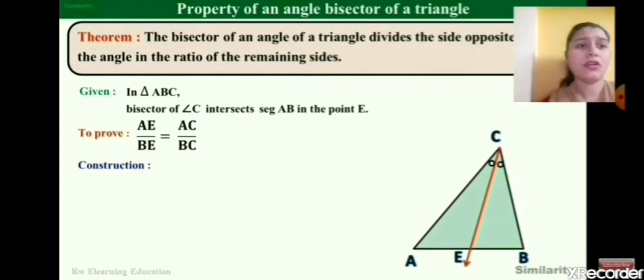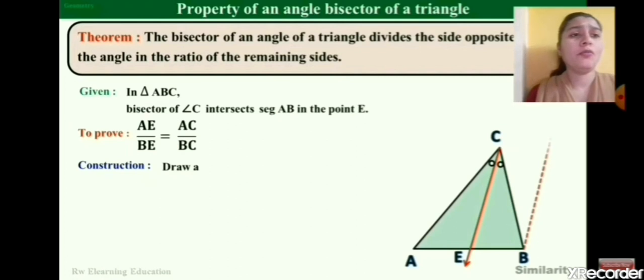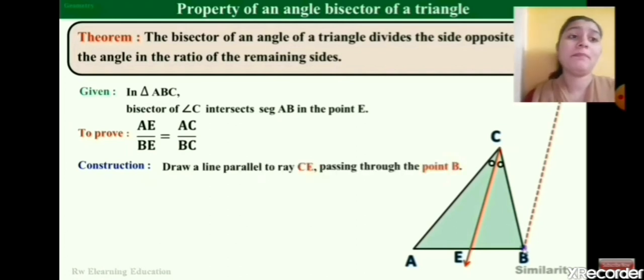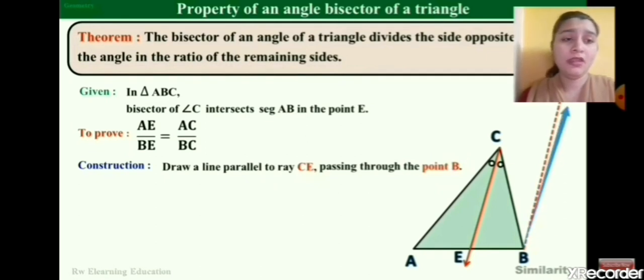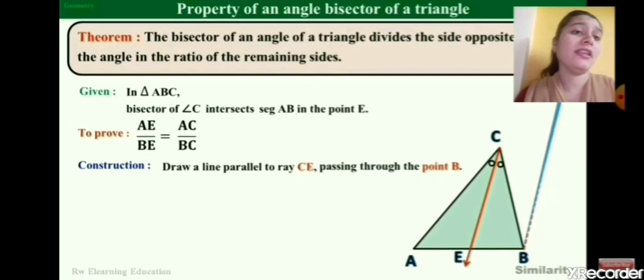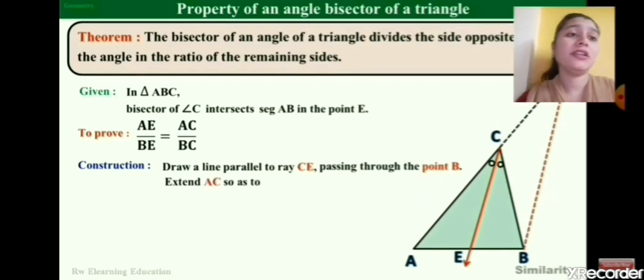So let me construct one line from point B, naming it D. It will be a ray parallel to CE. Again we will draw one more line, extending line AC in such a way that it touches the point D.